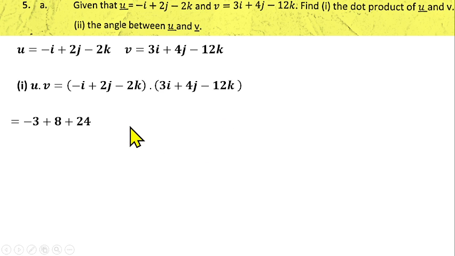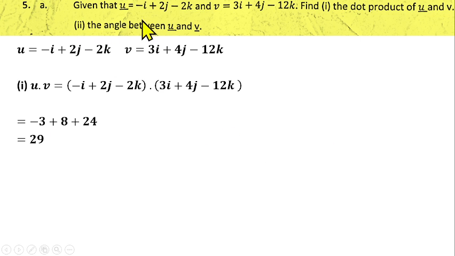If you do that, we have minus i times 3i, that gives us minus 3. Then plus 2j times 4j, that gives us 8. Then minus 2k times minus 12k, that gives us 24. If you simplify that further, that gives us 29. So the dot product of 2 vectors will give us a scalar or a constant. So that gives us 29.